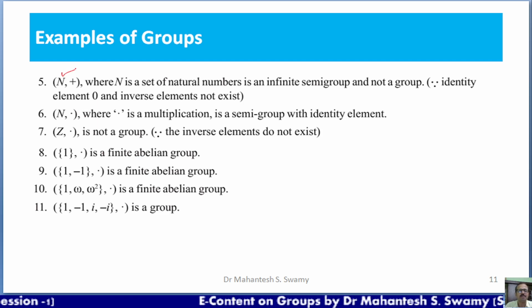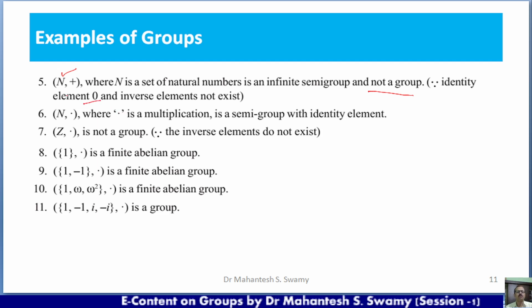Now, you please observe the example here. The set of natural numbers is not forming a group, because the reason is very, very straightforward. The identity law fails, because the identity element with respect to addition is 0. In N, 0 is not there. Therefore, when the identity element is absent, we say that N is not a group with respect to addition.